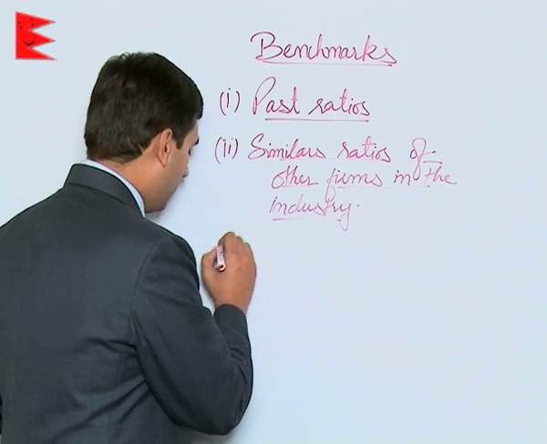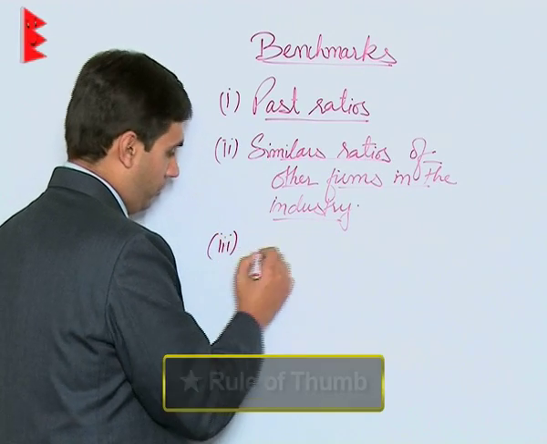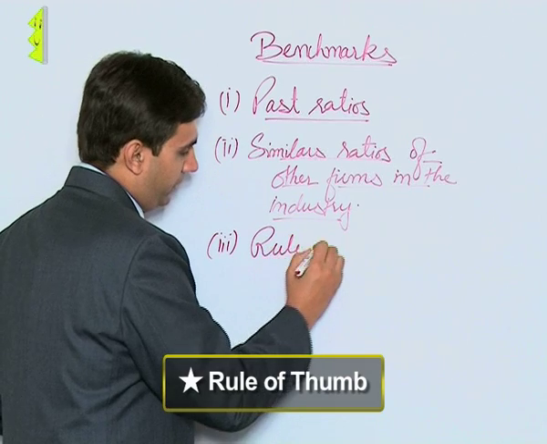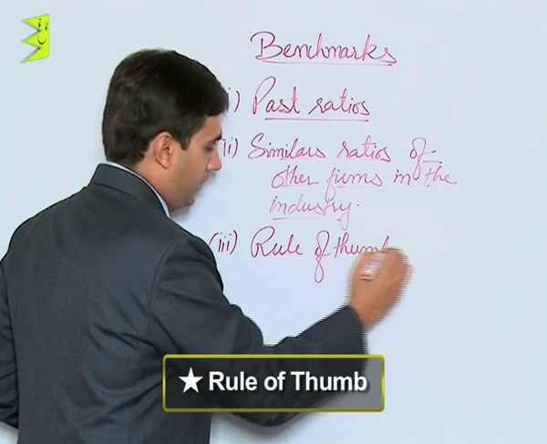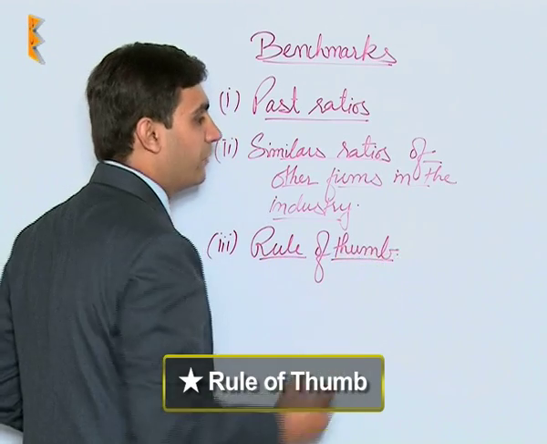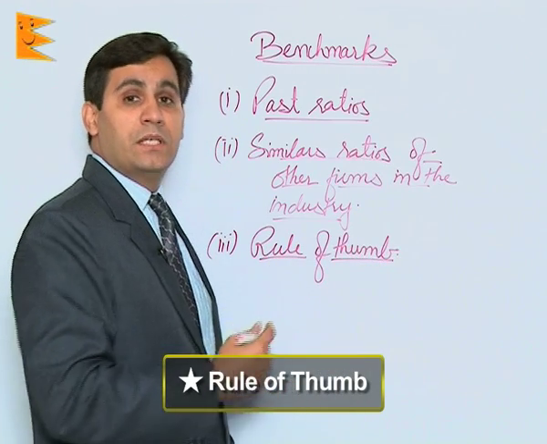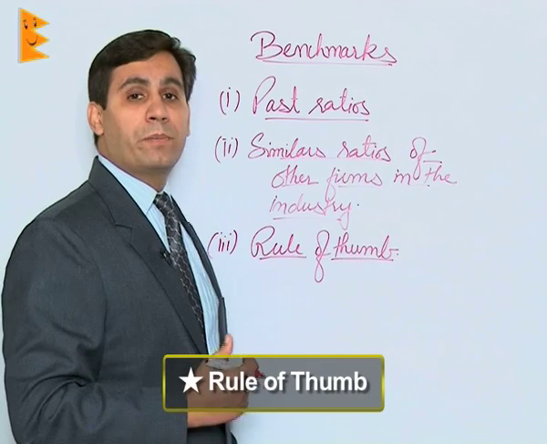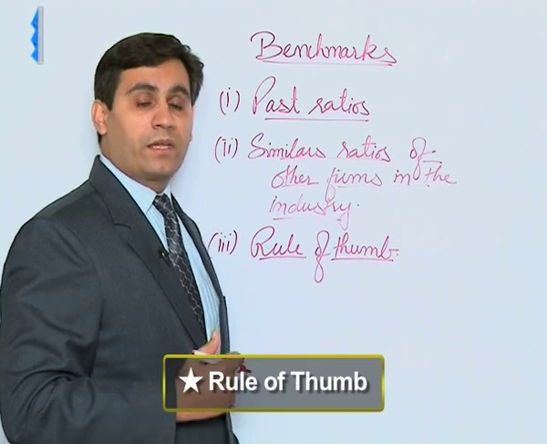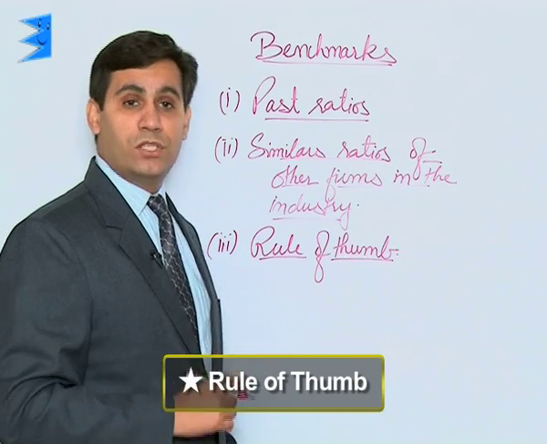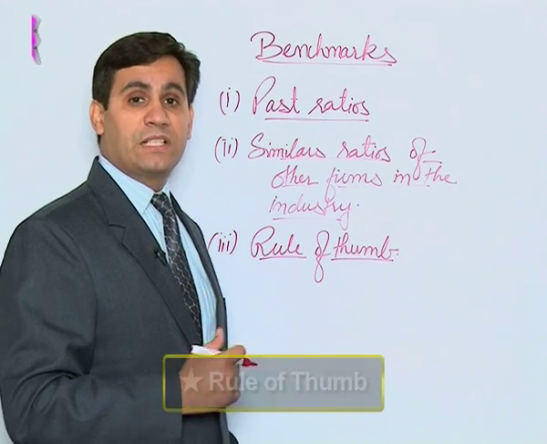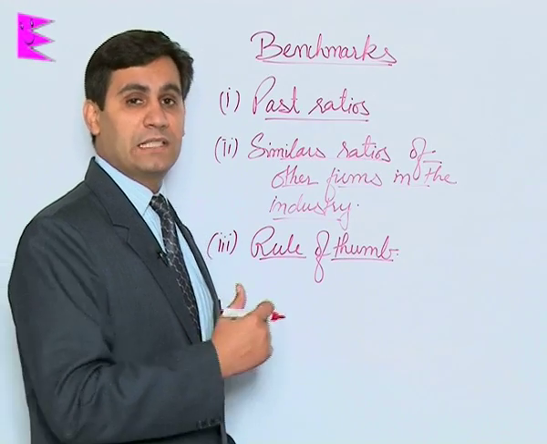Then the third is rule of thumb. Now students, rule of thumb actually describes something which has evolved over a period of time. It is not that it has been logically defined or something, but with usage and over a period of time, because accountants have been following it, it has evolved.